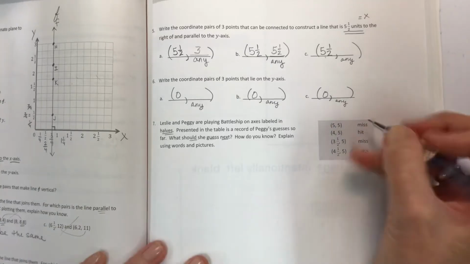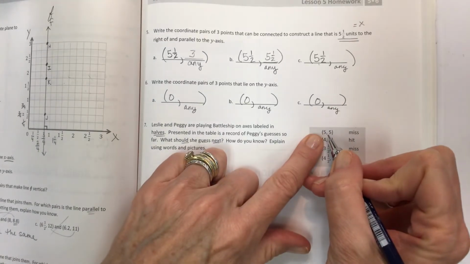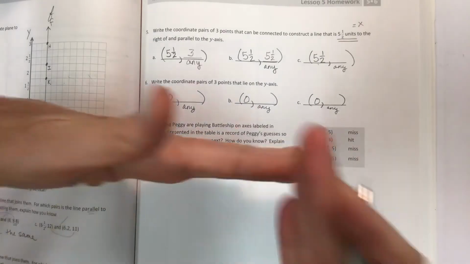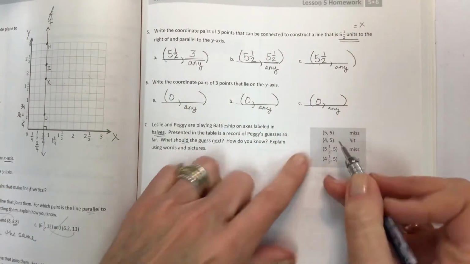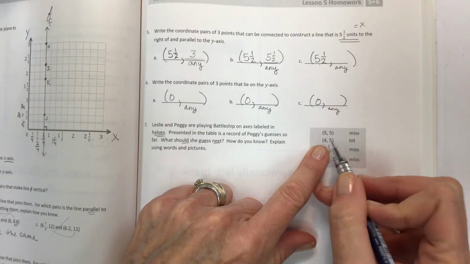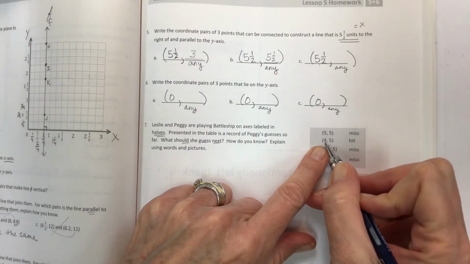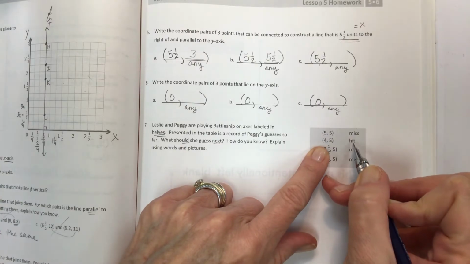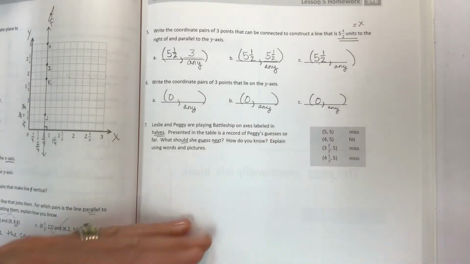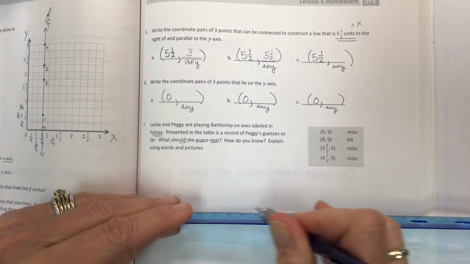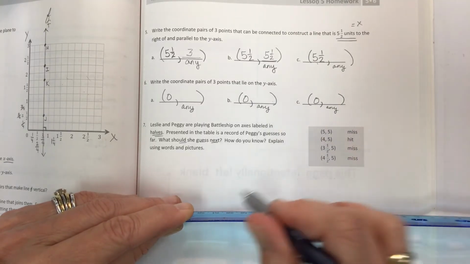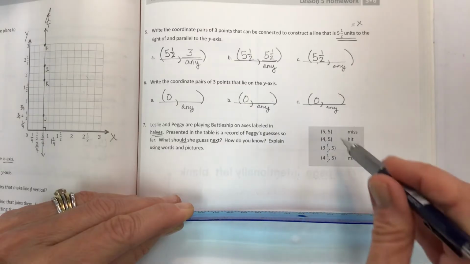And so if you get a miss, that means that for the X value of 5 and the Y value of 5, there's nothing there at the intersecting point. But then when the 4 for X and the 5 for Y is a hit, that means that going out further on the X was not where the ship was, but going only to 4 was where the hit was.